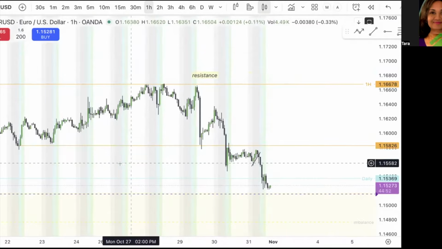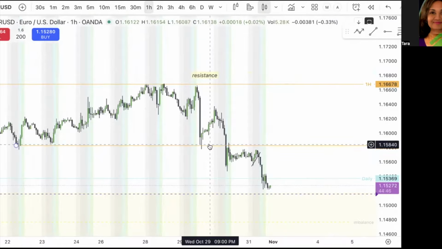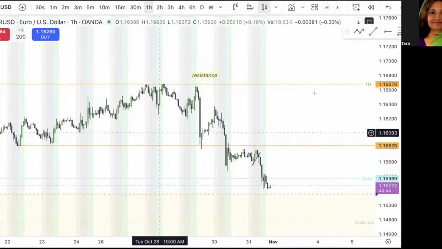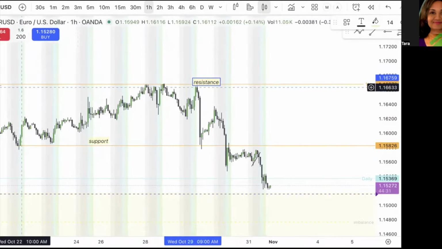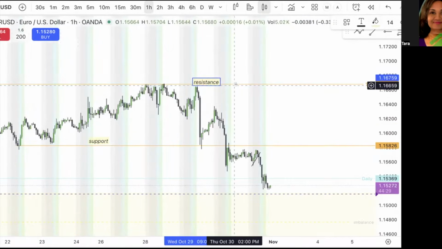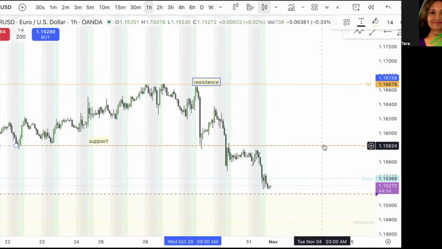Support is like the floor. These are places where a price has touched down. It touched here, here, and here. This is what we would call support. So we have resistance along this level, and we've got support along this level.